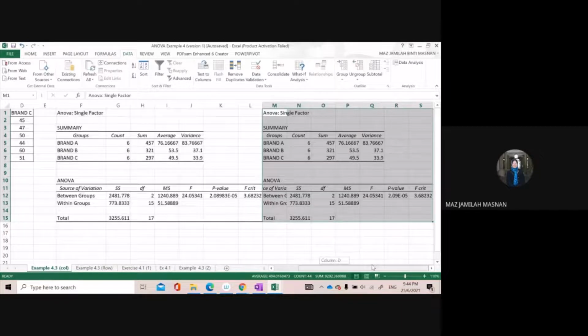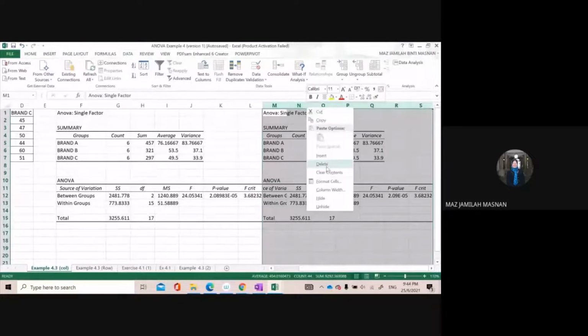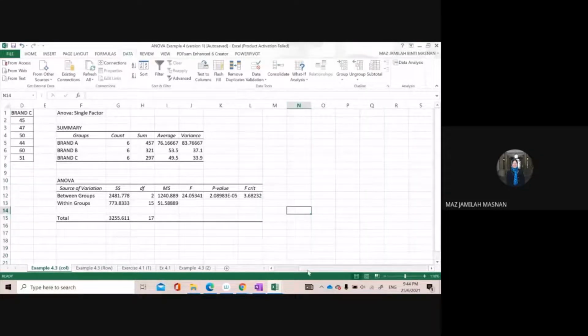So you will have the result of your ANOVA. If we are talking about face-to-face learning, all this needs to be calculated manually. But since we have online learning, everything needs to be simplified, so we decided to use Excel to help us out. That will be your result of ANOVA. Let's say I erase this since I have my result here.